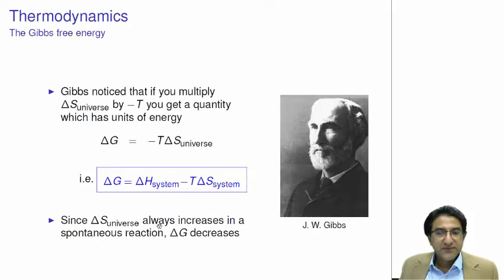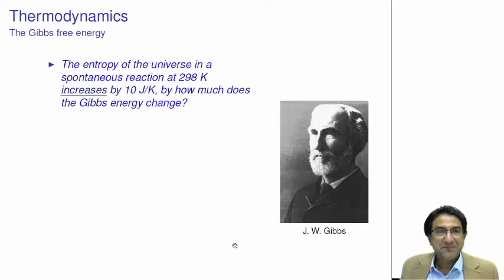So since delta S of the universe always increases in a spontaneous reaction, it must be the case that delta G decreases. Delta S increases, delta G decreases.